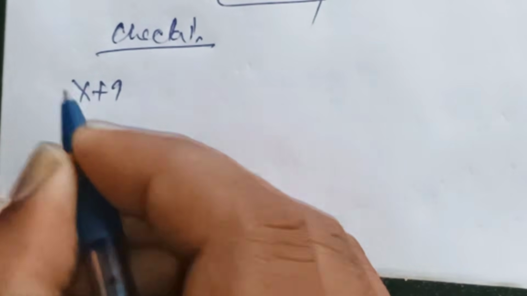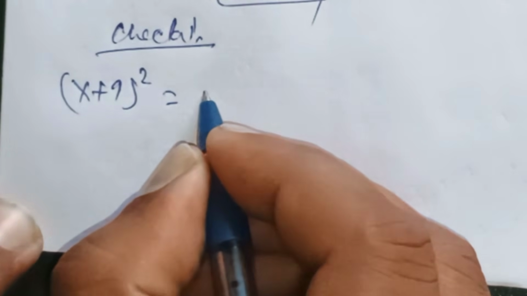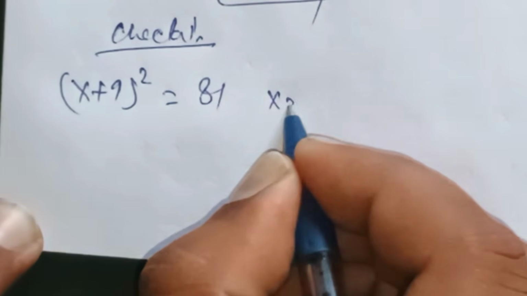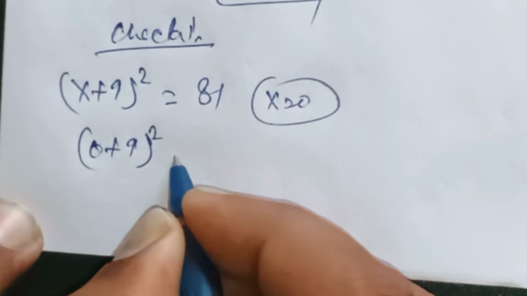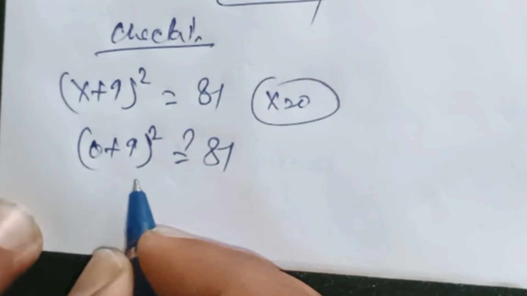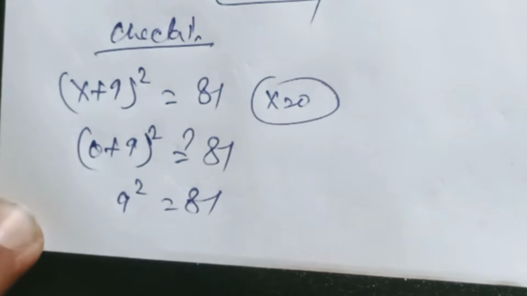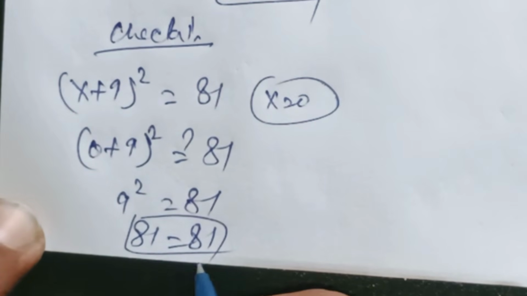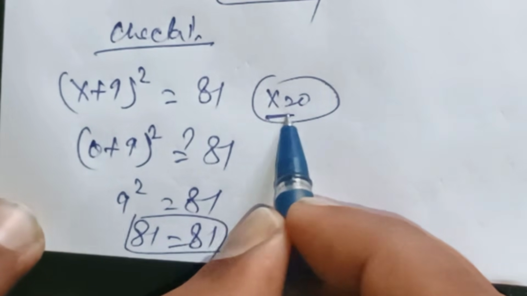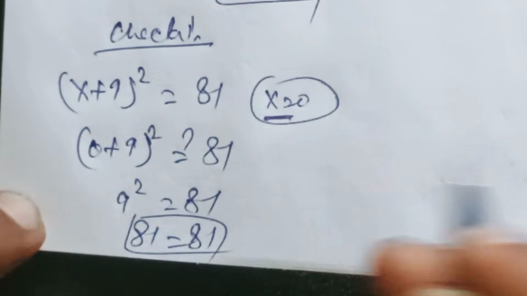Checking. According to the question, (x + 9)^2 is equal to 81. Here x is equal to 0. Therefore, 0 plus 9 whole square is equal to question mark 81. Here 9 square is equal to 81. 9 square 81 is equal to 81. See here, LHS and RHS are both equal. So the value x is 0 is correct for this solution.